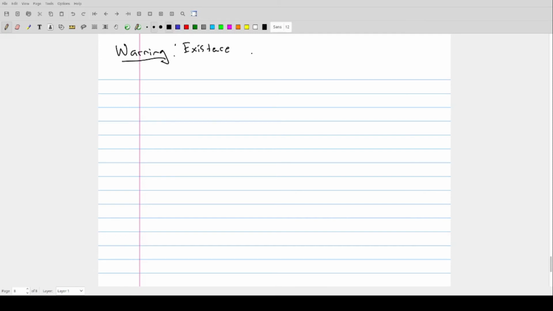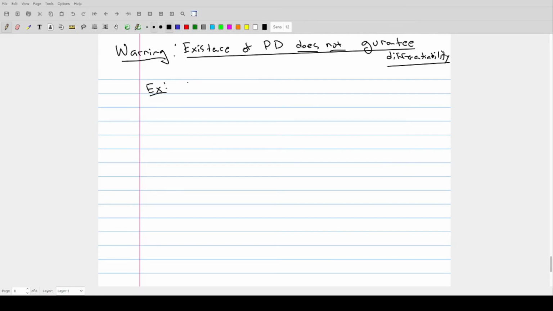Existence of partial derivatives does not guarantee differentiability. Just because you can calculate the partial derivatives at a point doesn't mean that the function is differentiable there. This roof function is a great example.